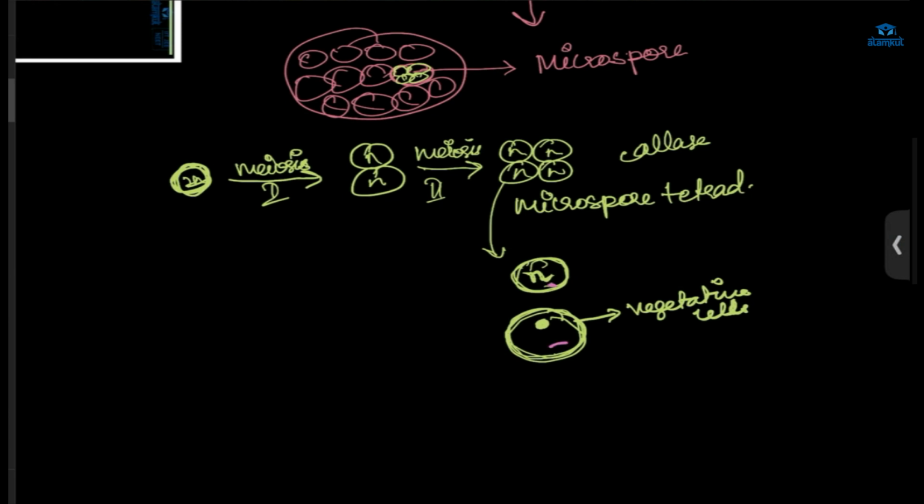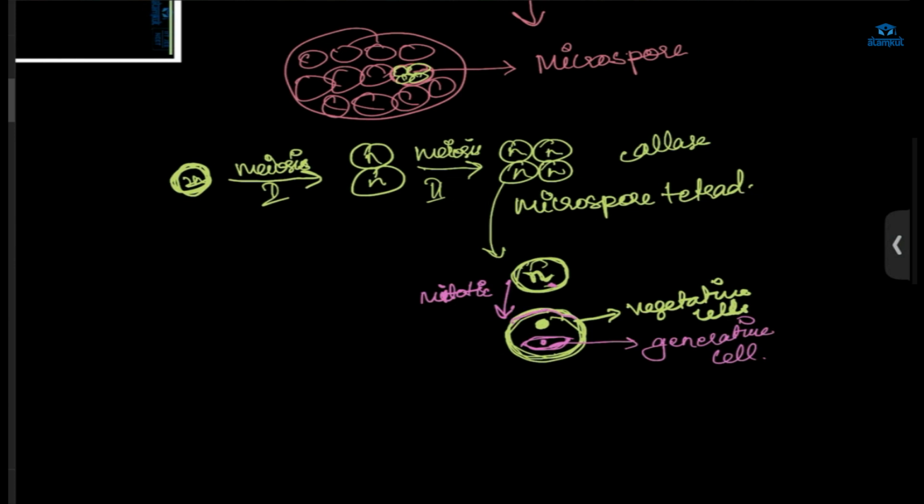This cell will go through mitotic division. One of the cells will be bigger, that is called the vegetative cell. The other cell will be in its cytoplasm, and it will be known as the generative cell. Generative cell. Got it?